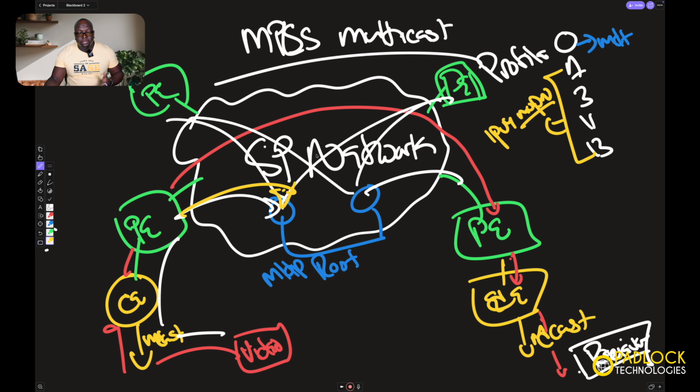Now, what you will see though is in the GRE base, you're going to have your GRE tunnel, and in the MLDP base, you're going to have this thing called an LSP virtual interface.